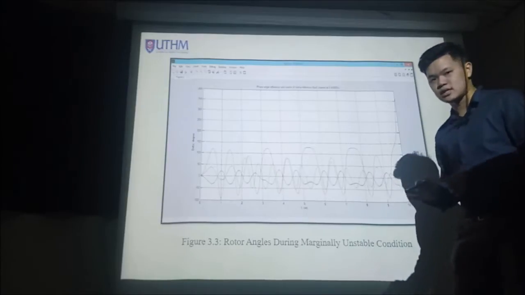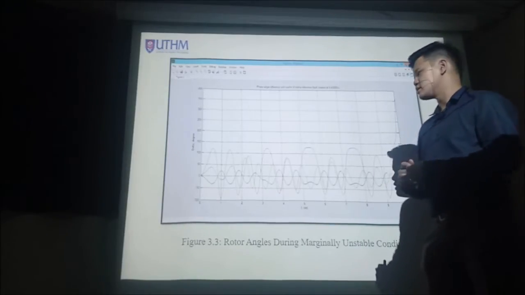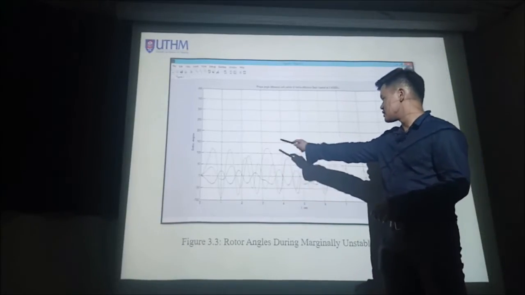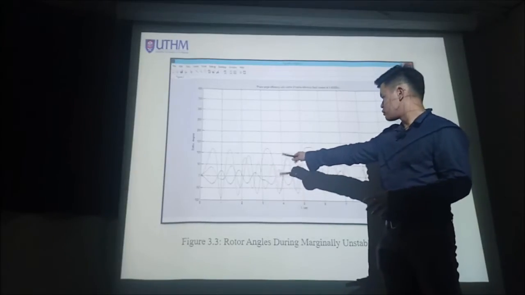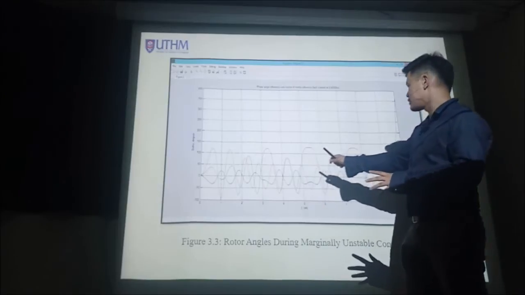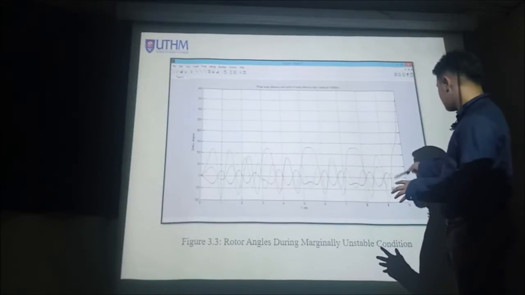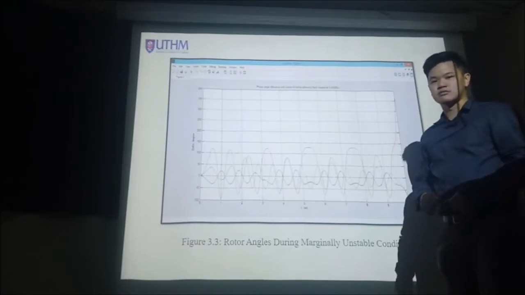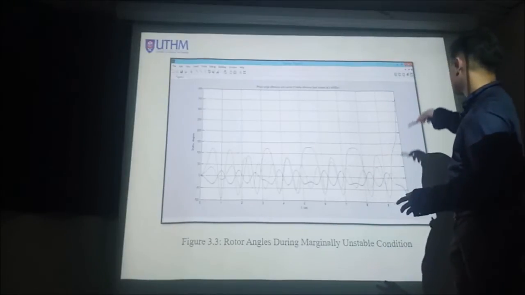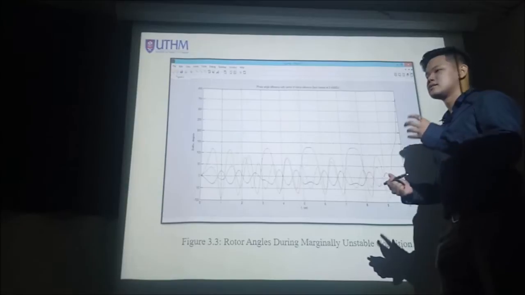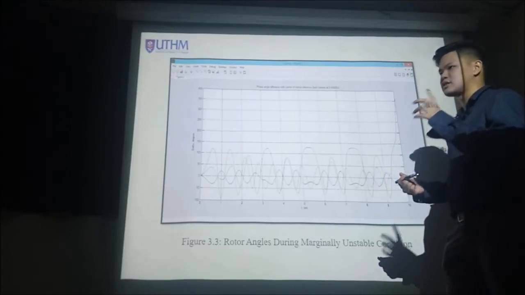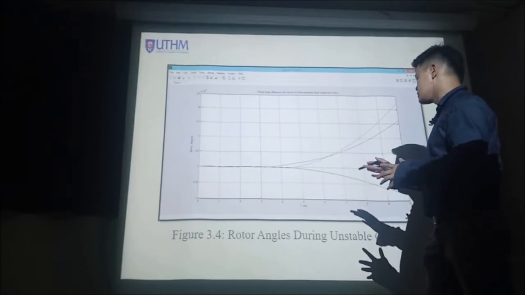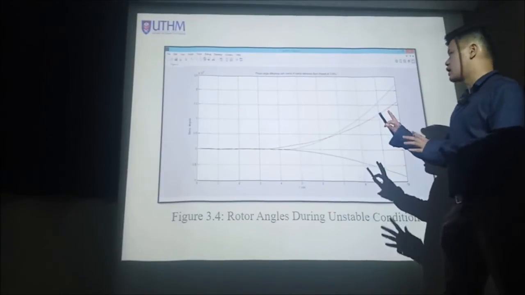Next. This is where it gets a little bit interesting. This is when it's in a marginally unstable condition. As you can see from the graph here, initially it's okay, but then the bandwidth starts to get wider and wider, and towards the end of the test sample, in this case 10 seconds, after the 9 second mark, it will tend to shoot up without bound. So there's no limit, it just continues up because it has already exceeded the critical clearing time.